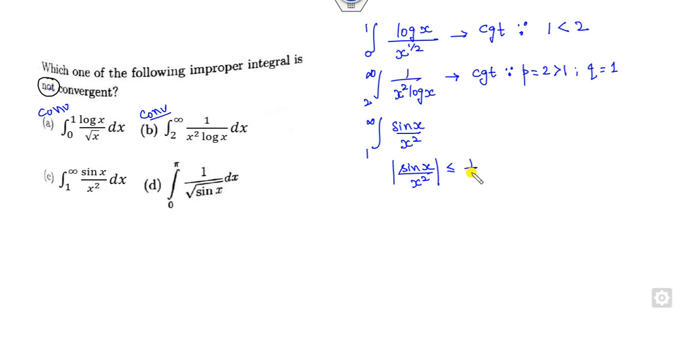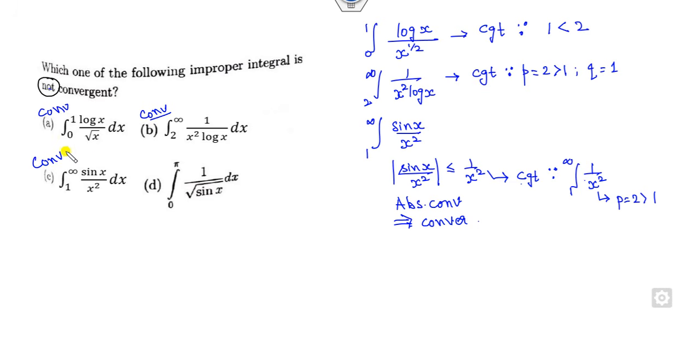Fine. This is less than or equal to this, and clearly this is convergent, because what is the limit from 1 to infinity of 1 over x squared? p is equal to 2, greater than 1. So this is convergent. It means it is absolutely convergent. Absolute convergence implies this is convergent. So this is also convergent. So the right option is D, the only right answer of this problem.